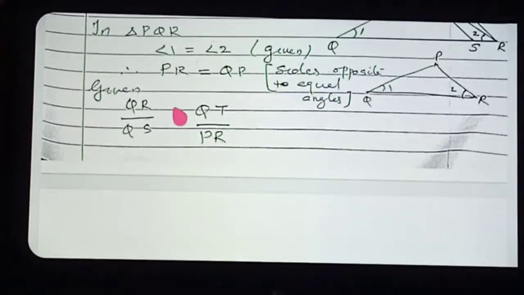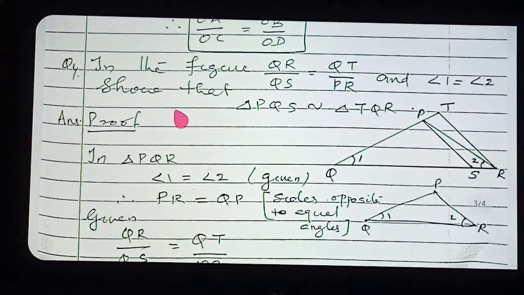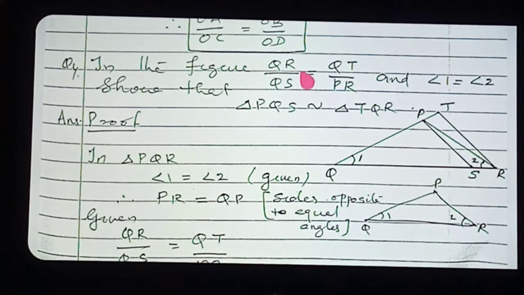Here, this is already given in the question: QR by QS is equal to QT by PR. So in this question, what do we actually need? QR by QS is equal to QT by QP. But we do not know whether PR and QP are equal or not. But it is given in the question that angle 1 and angle 2 are equal. From that, we took its opposite sides, PR and QP, which are equal. In this condition we applied it.